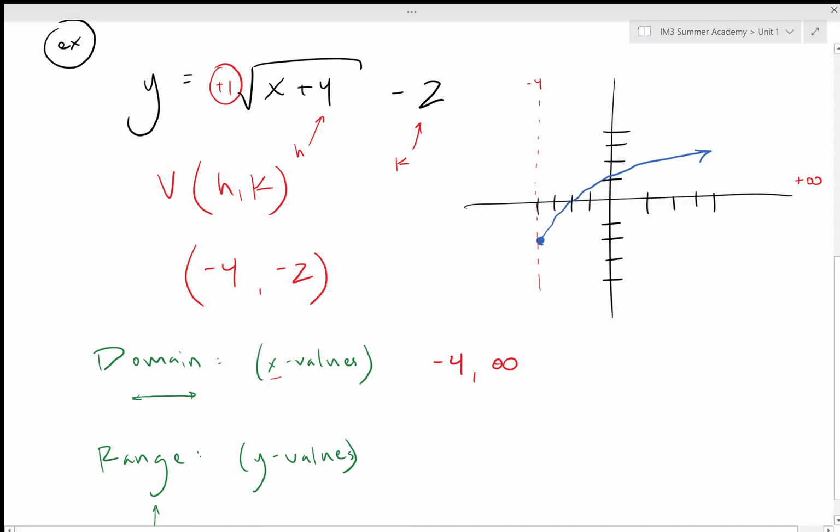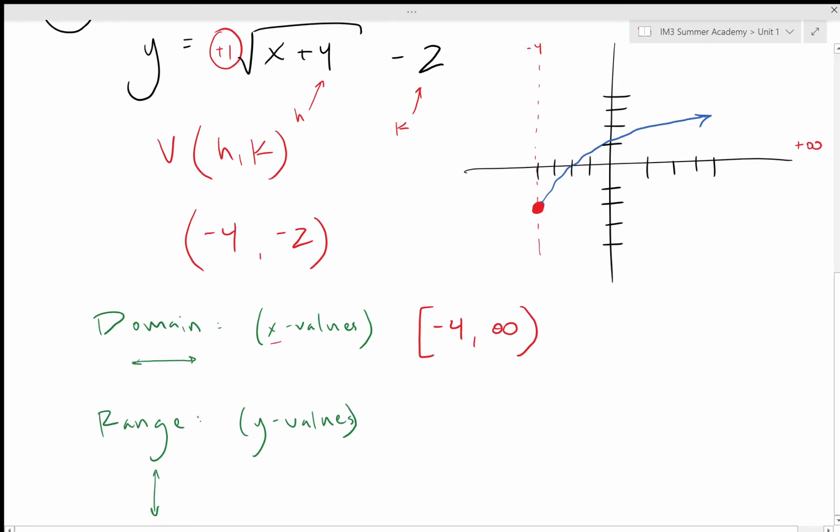Now if you remember the notation, infinity symbols always get parentheses. For domain and range, we're going to use the brackets if necessary. At negative 4, this actually starts at negative 4 and continues. So we're going to put a bracket at negative 4 because we include negative 4. It starts at negative 4. It is a closed circle there. If it was an open circle, we would give it a parenthesis.